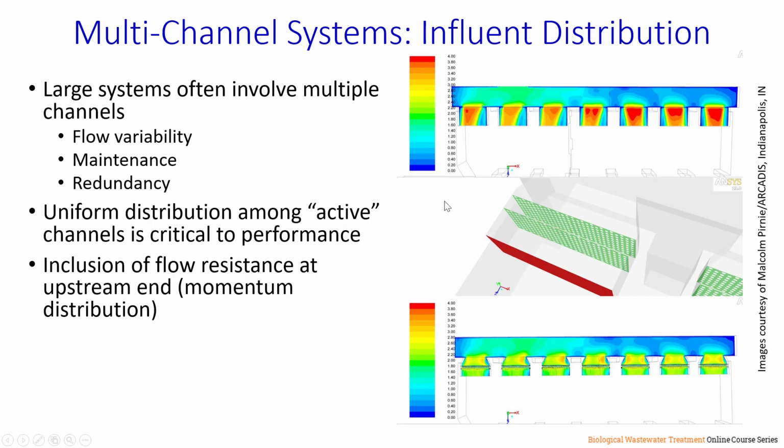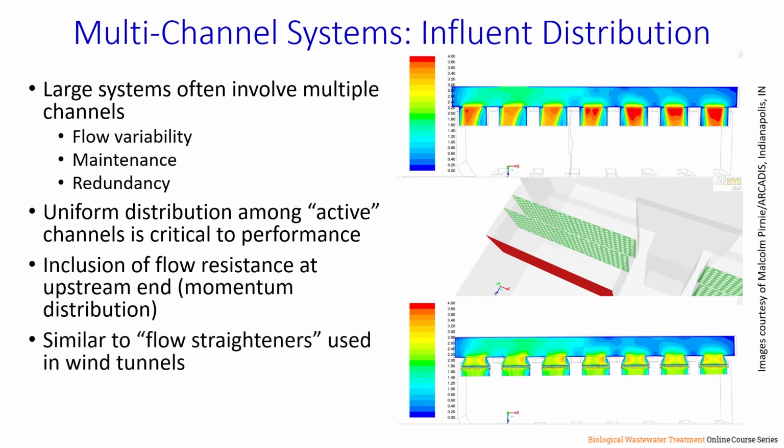To address that, a set of aluminum plates with holes milled into it was introduced at the upstream end of that system. This is conceptually similar to the use of flow straighteners that are applied in wind tunnels. And you can see that after those flow straighteners were introduced, for the same system, we see much more uniform introduction of flow into the 7 channels that comprise this system.